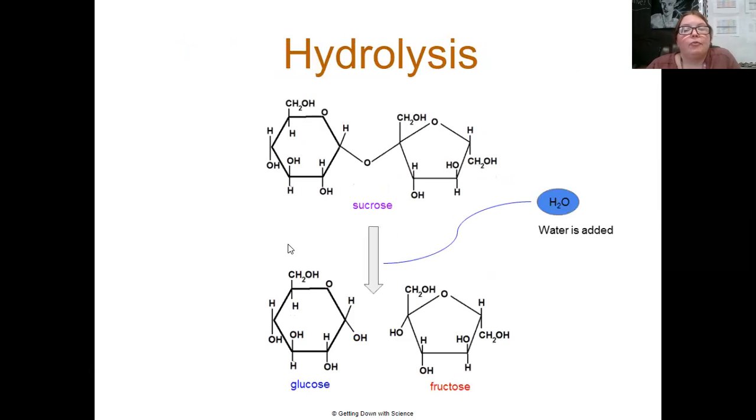And then hydrolysis: we start with that sucrose, we add a water, and then we break it up. Your body does this all the time. If you ate starch and you need to convert that into sugar your body can use, you would use some of the water that you take in when you drink, and it can break that starch apart into individual glucoses that you can use to power your body. Pretty cool.